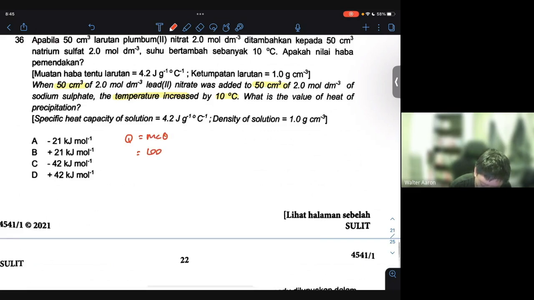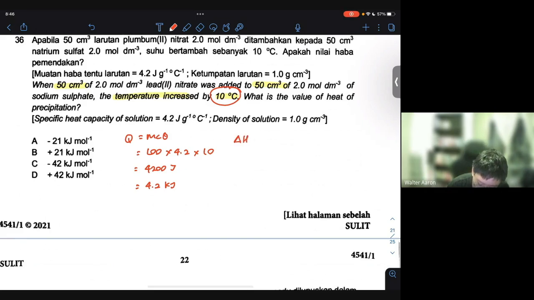m will be 100 because my total volume of solution is 100. And then after that, my c is 4.2. Sorry, this is not plus, it's supposed to be multiply. So we got 4.2 multiplied by the change in temperature, which is 10. So 100 times 4.2 times 10, you get 4,200 joules, which I'm going to convert to kilojoules because it's easier to get your delta H requirement.